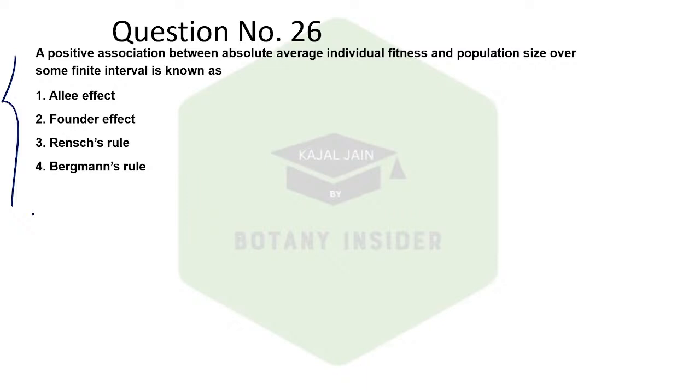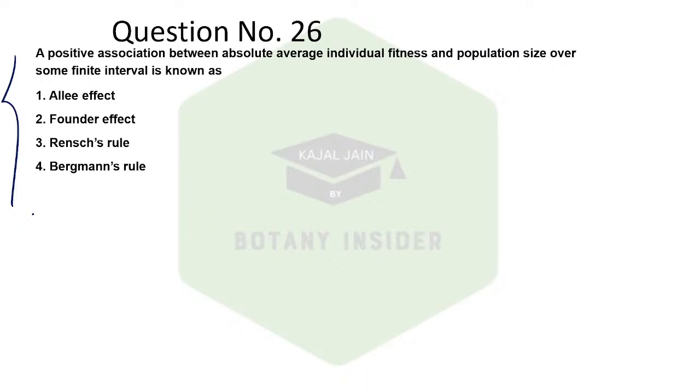Very simple question. Try eliminating those rules which you know and try to mark the answer for the same. Positive association between absolute average individual fitness and population size over some finite intervals. Last question, mark the answer, everyone. One is Allee's rule, Founder's effect, Rensch's rule, and then you have Bergmann's rule.